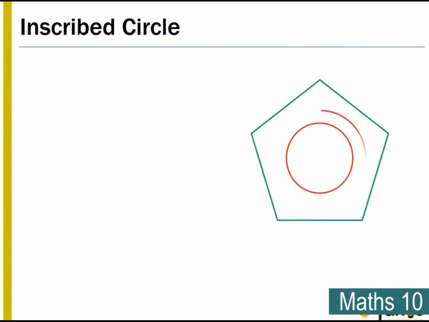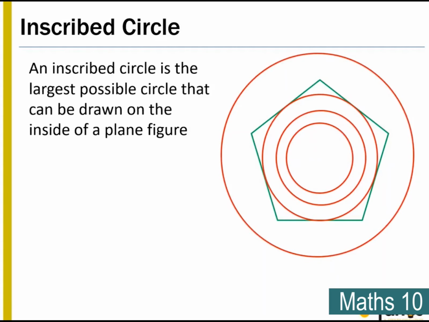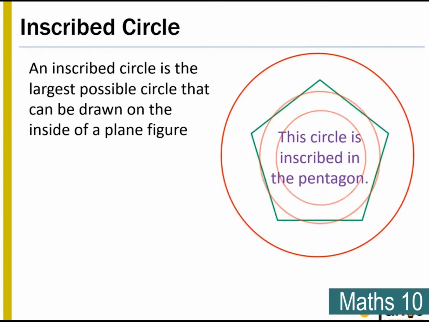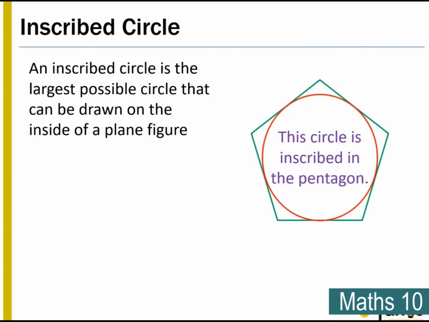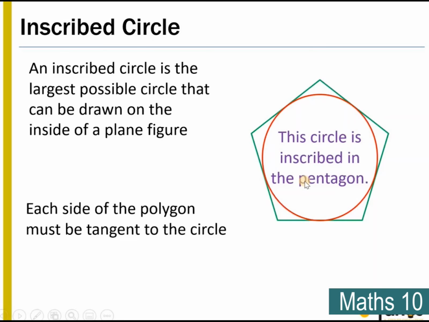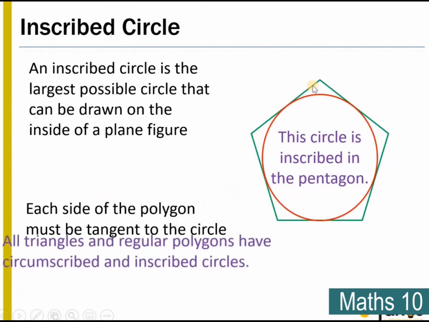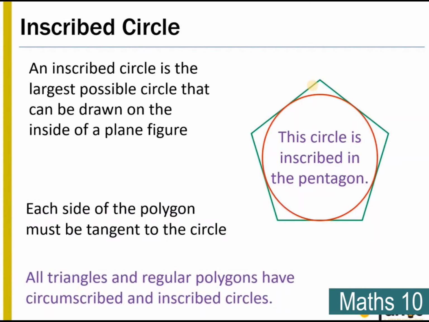Inscribed circle. Here's a pentagon, and here are some circles. An inscribed circle is the largest possible circle that can be drawn on the inside of a plane figure. So this circle is inscribed in the pentagon. It's the largest possible circle that can be drawn inside the pentagon. Each side of the polygon must be tangent to the circle. So each of these five sides is a tangent to the circle and touches the circle exactly once. All triangles and regular polygons have circumscribed and inscribed circles.